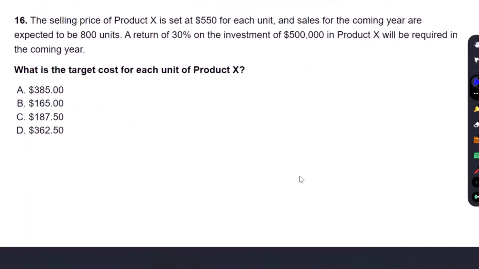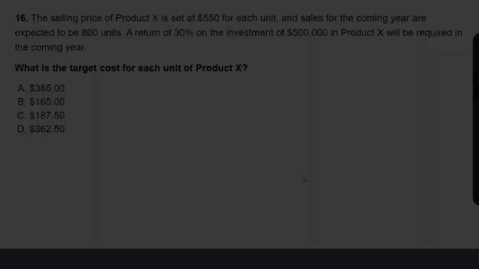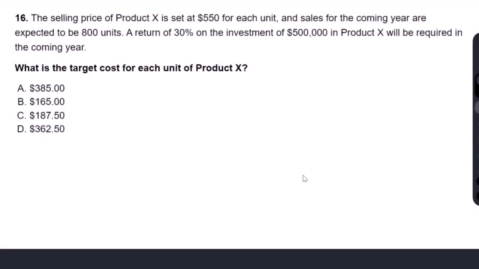Now that you understand the concept of target costing, you know how the numbers work, let's try a past exam question that you can find in the practice section of the Study Hub. I've got the question right here on the screen, so you could pause the video and try this question on your own before I take you through it. Let's do the question together.